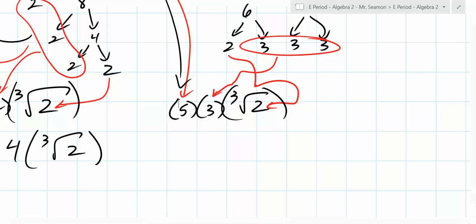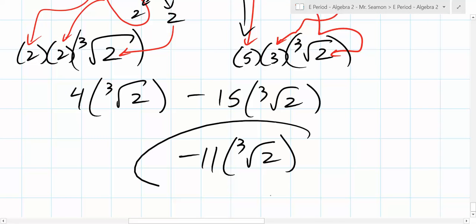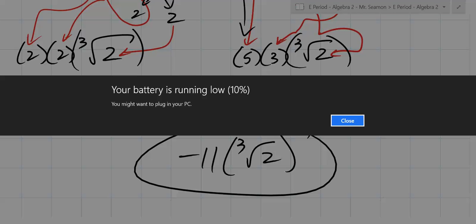So how many do we have there? What's 5 times 3? 15 times the cube root of 2. So 4 minus 15 is negative 11 times the cube root of 2. Done. Excellent. Just keep in mind what root you have. It's cube root.